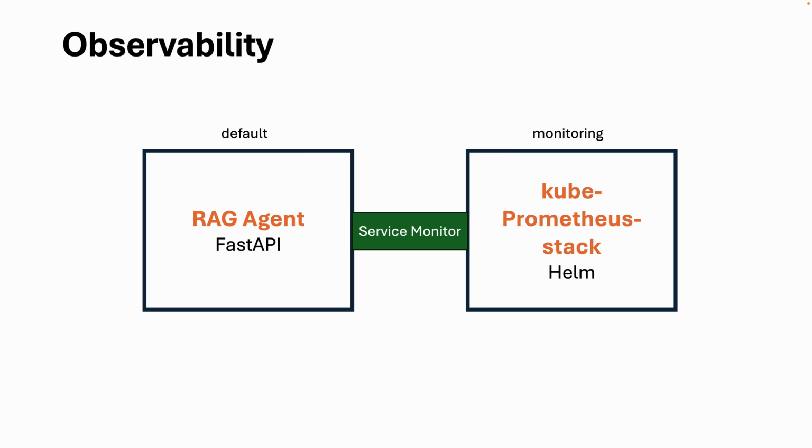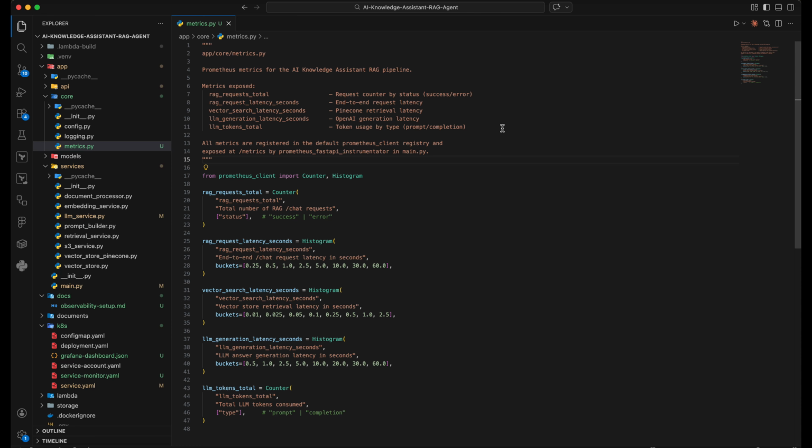Now, to write the metrics, I have created a new file called metrics.py, which is lying inside the app and then core folder. So we have 5 metrics, 2 counters and 3 histograms. Notice the label dimensions. Status on requests lets us split success versus error. And type on tokens lets us separately track prompt and completion costs.